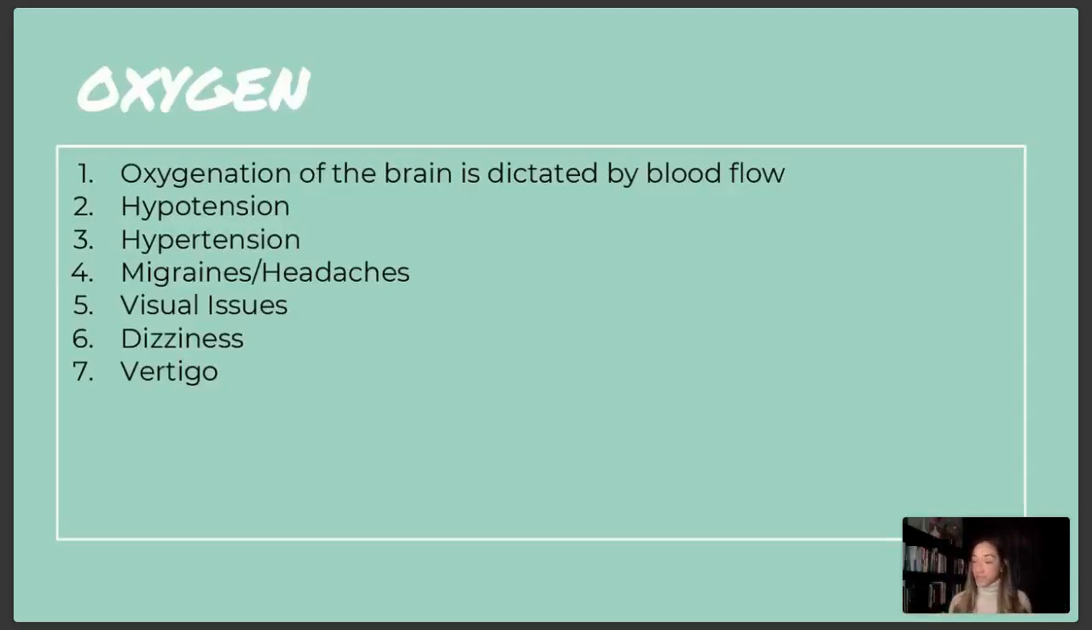Some of the symptoms of improper blood flow are headaches, migraines, dizziness, vertigo, and visual issues. All of these things are signs that you are not having proper blood flow to your brain. These are things that are more than likely playing a role in the person who's dealing with multiple sclerosis, or PANDAS, or autism.